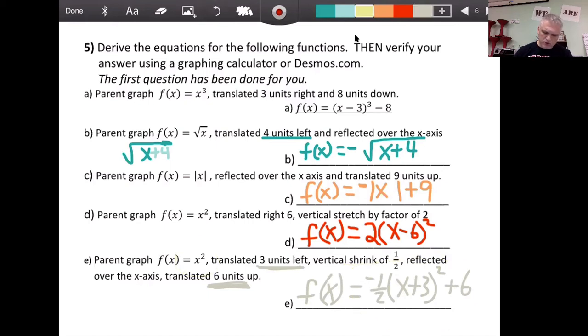go through this description. Is the vertex 3 units to the left and 6 units up? Okay. Is it reflected over the x-axis? So is it opening down? And finally, is the shrink 1/2? So instead of opening up quickly, it should be opening up wider because it is vertically shrunk, which means it's fatter. It's horizontally wider. Okay. All right.